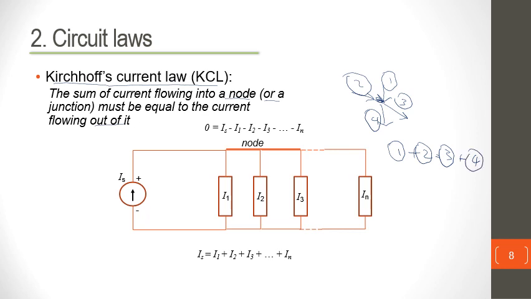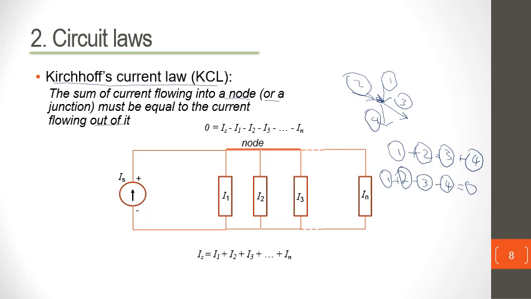Or we could say the current in 1, current in 2, which are positive because they're flowing in, minus the current in 3, minus the current in 4 because they're flowing out, has to be equal to 0. That's what the KCL simply says. So the current flowing into a node must be equal to the current flowing out of the node. So the node will not store any current.